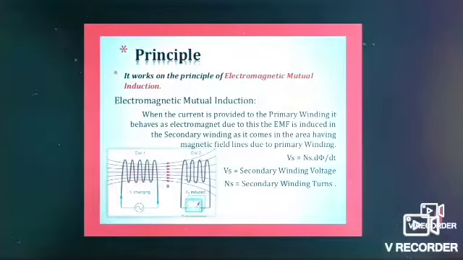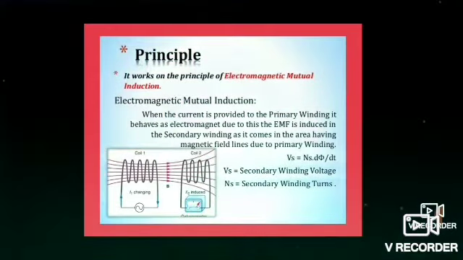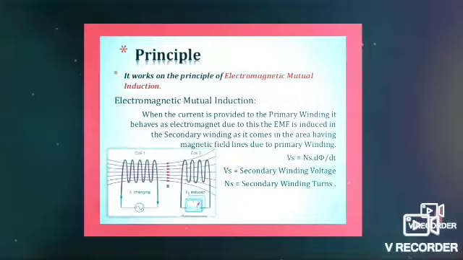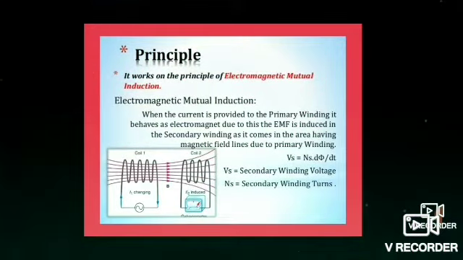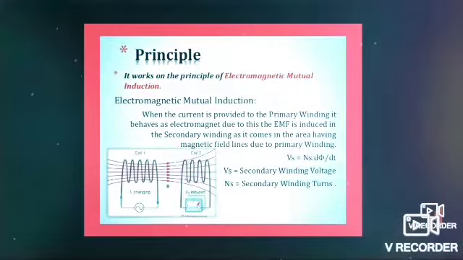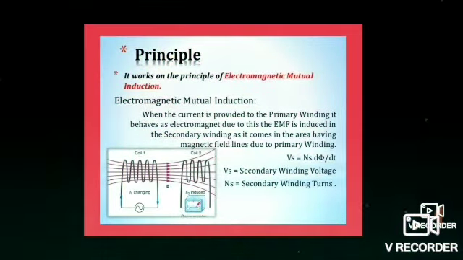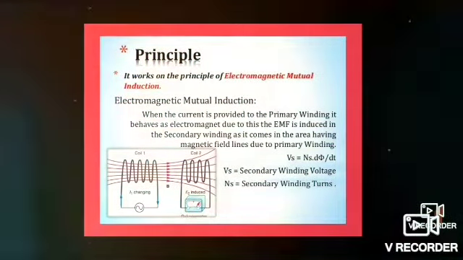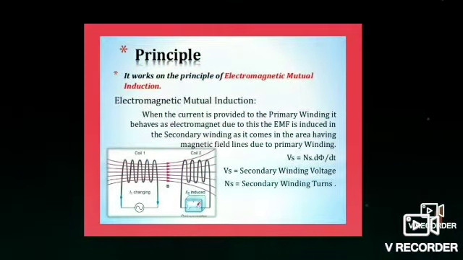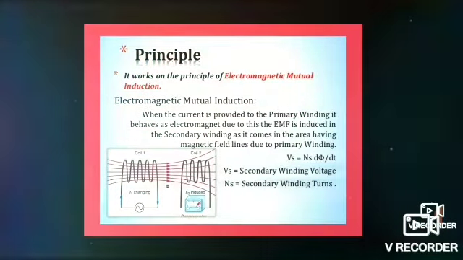When the current is provided to the primary winding, it behaves as an electromagnet. Due to this, the EMF is induced in the secondary winding, as it comes in the area having magnetic field lines due to primary winding. Vs equals Ns into d phi by dt, where d phi by dt is the rate of change of flux, Ns is the number of turns in the secondary winding, and Vs is the secondary winding voltage. So it is based on the principle of electromagnetic mutual inductance.